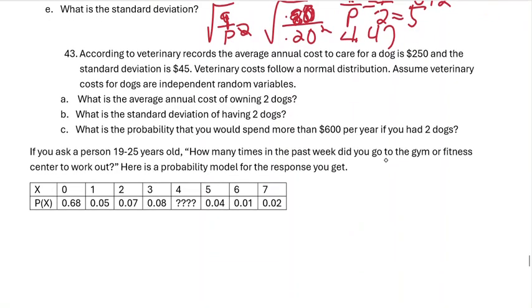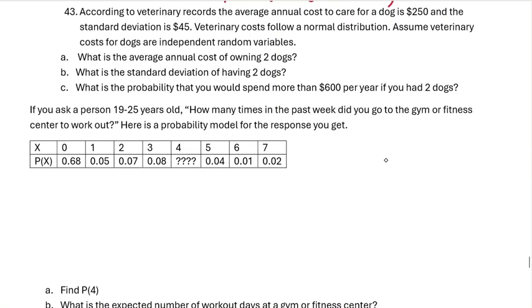Okay, we're getting close. According to veterinary records, the average cost to care for a dog is $250. Standard deviation is 45. Veterinary costs follow a normal distribution, and assume veterinary costs for dogs are independent random variables. What is the average cost of owning 2 dogs? Well, to care for 1 dog is $250. So 2 dogs would be $250 plus $250, which would be $500.